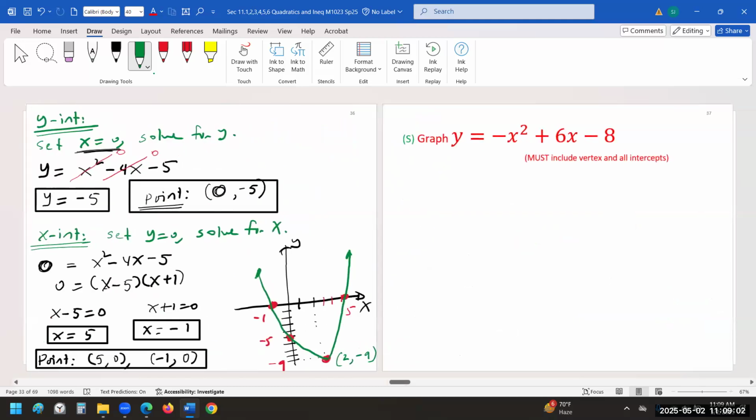Okay, then you try one by yourself. Do all the things we just did. Find the vertex, find the x-intercept, y-intercept, axis of symmetry, and then graph it. The axis of symmetry here is this line. So in my method, when you do them, they want you to draw the axis of symmetry.